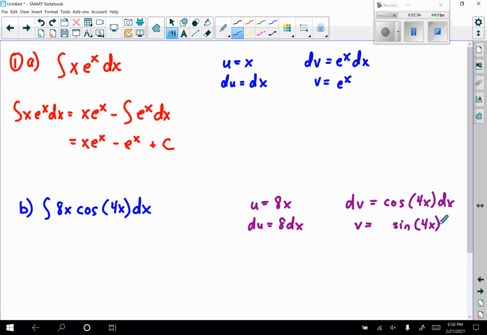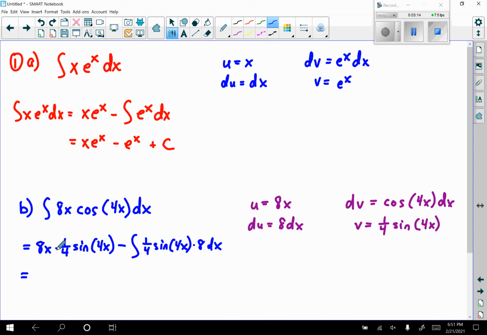When you get to this part, if you ever question yourself, should it be negative, should it be positive? At this point, take the derivative. The derivative of sine of 4x is going to be a positive cosine, so I want this to be positive, of 4x. But then I would need to multiply it by 4, so to get rid of that 4, I need a fraction of 1/4 out in front. So now this will become u times v, so that's 8x times 1/4 sine of 4x minus the integral of v du, so that's going to be 1/4 sine of 4x times 8 dx.